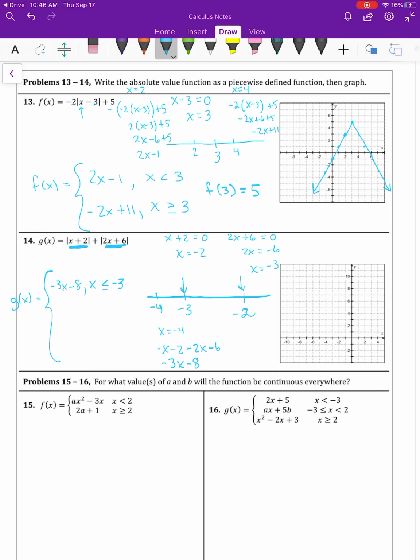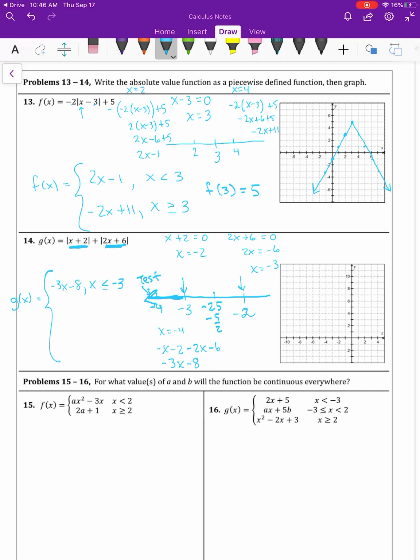And so I chose as a test point x equals negative 4, and I was testing it for all values that are less than negative 3. This is going to pertain to all values less than negative 3. This is the function that it's going to be using. Now, there's not a lot of space in between negative 3 and negative 2, but we could do negative 2.5, which is negative 5 halves, however you want to do it.